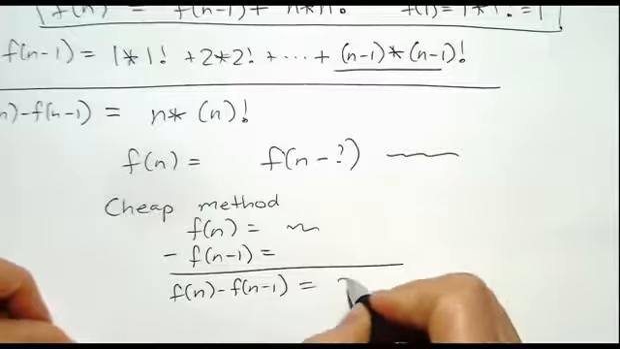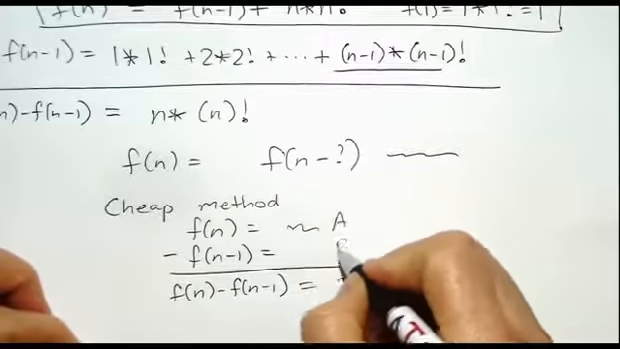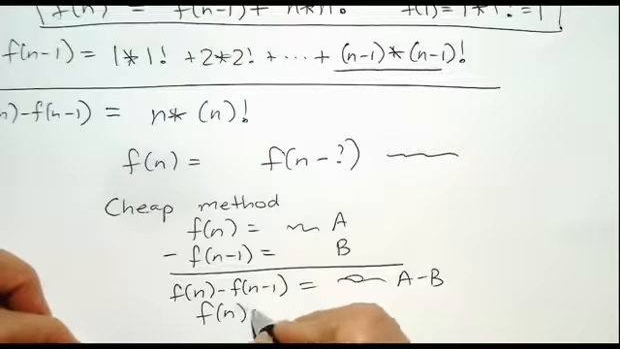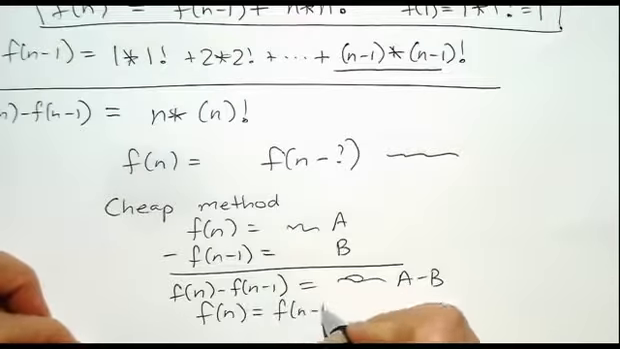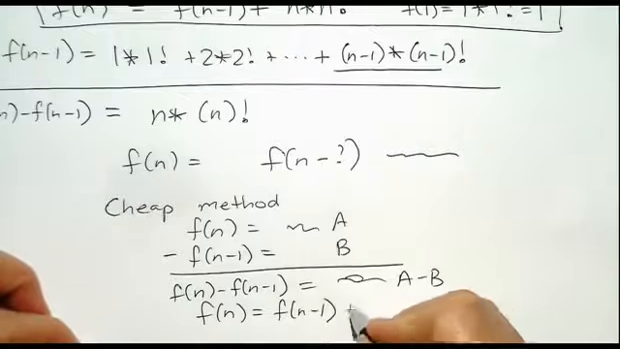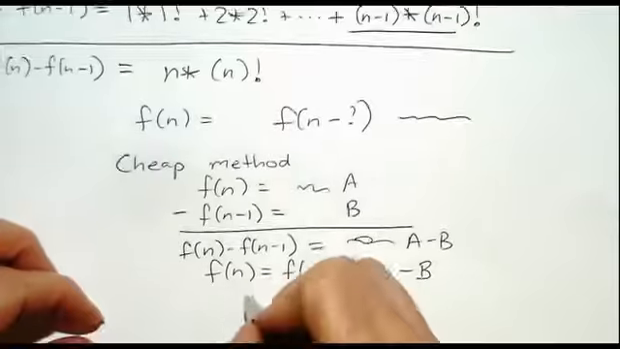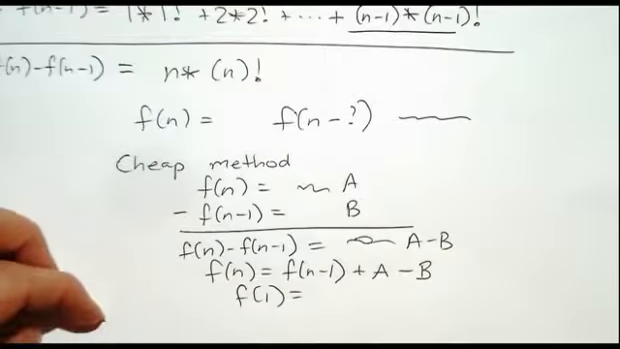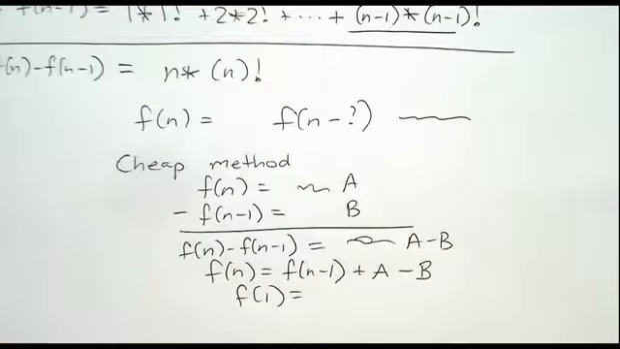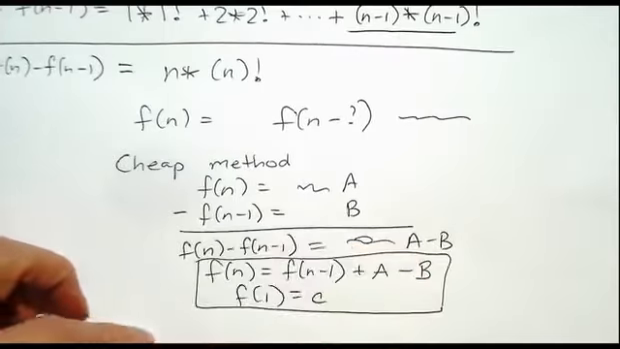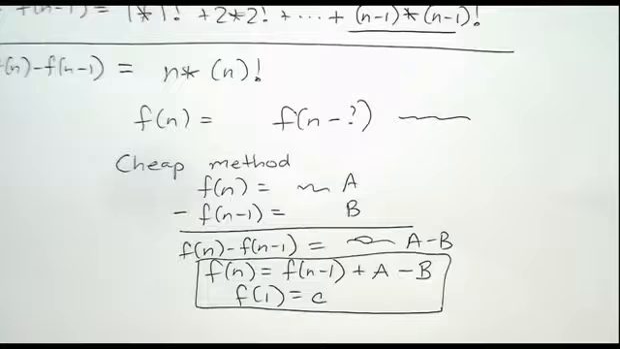And then whatever I get over here, let's say that's a and this is b, I get a minus b. And then I just solve for f of n by adding f of n minus 1 to both sides. And then I figure out what the basis is. So whatever it happens to be, I just write that down, and now I have a recursive form. So if I've ever given you a formula that's a closed form and I ask for a recursive form, that's all you need to do.